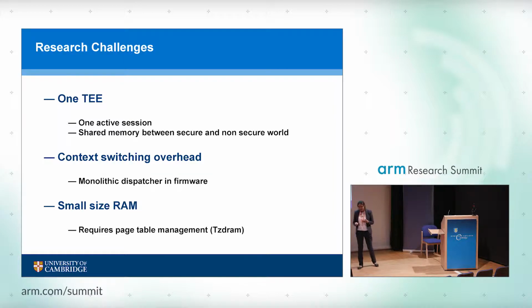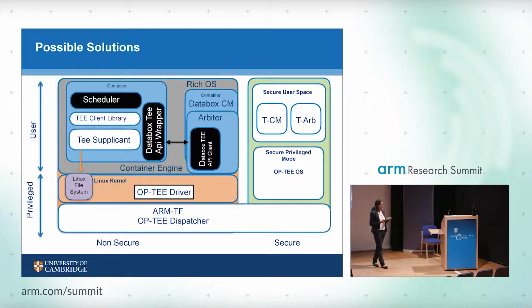So these are the challenges we are addressing right now. Considering all the challenges, we came up with a possible solution which we are exploring in our DataBox platform. These black boxes are the new components we are introducing as our own components. If I take an example, I pick two main components of DataBox: one is the DataBox Container Manager and the other is the Arbiter.